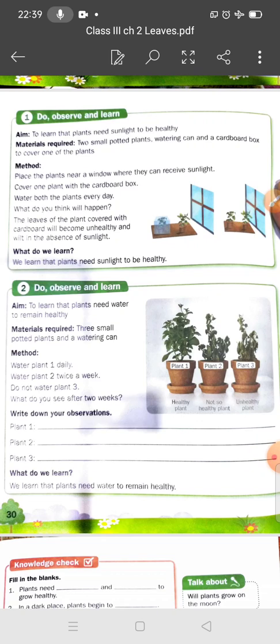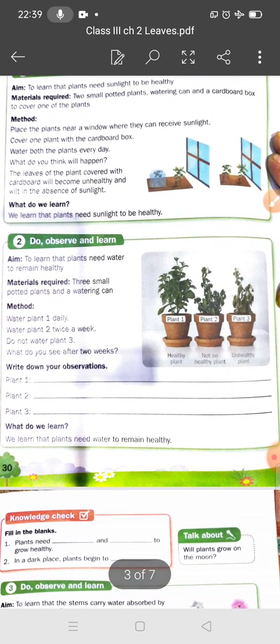Plants need sunlight to be healthy. The materials required: you need 2 small potted plants, a watering can and a cardboard box. Why? The cardboard box is to cover one of the plants. So what will we do, students? Let's get ready. What is the method? Plants need sunlight to be healthy.